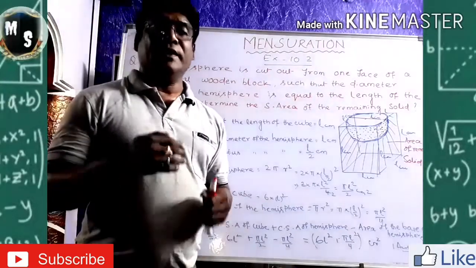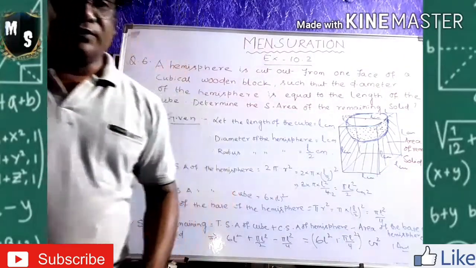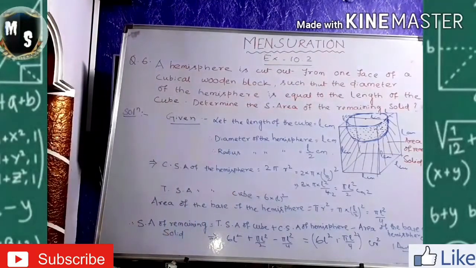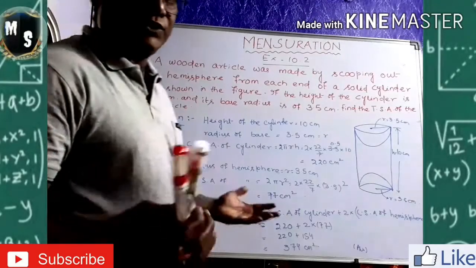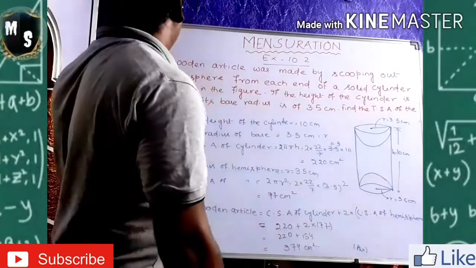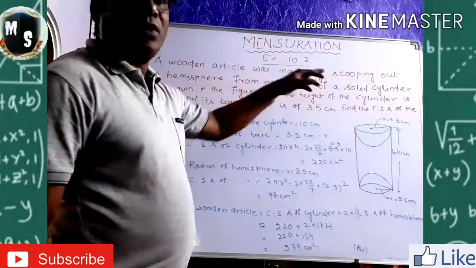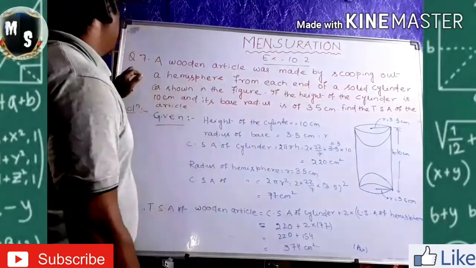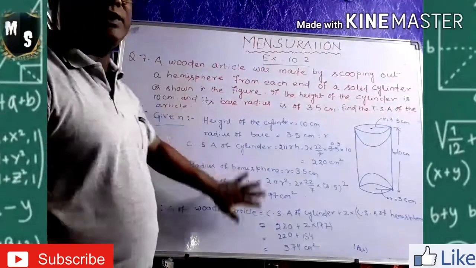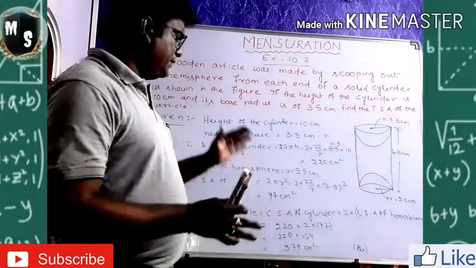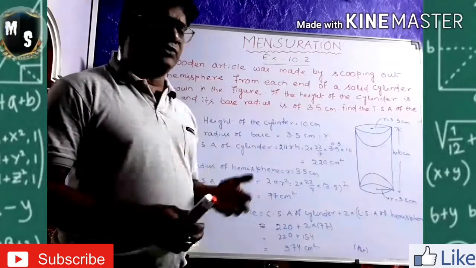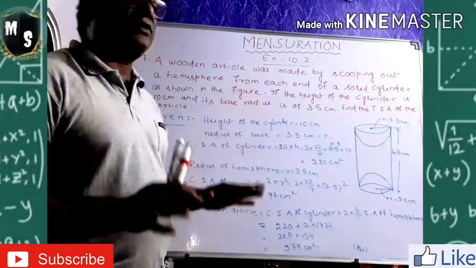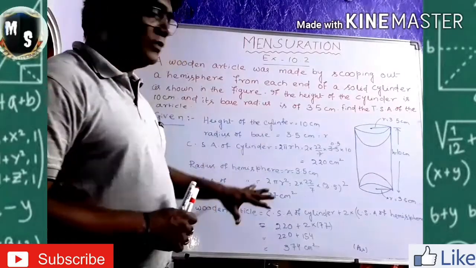So go to the next sum. Now you see, I am going for exercise 10.2. The next sum is question number 7. It is also an important sum. These all will carry 2 marks. Sometimes it is asked in 4 marks also, but this question is based on 2 marks only. But these are important questions.